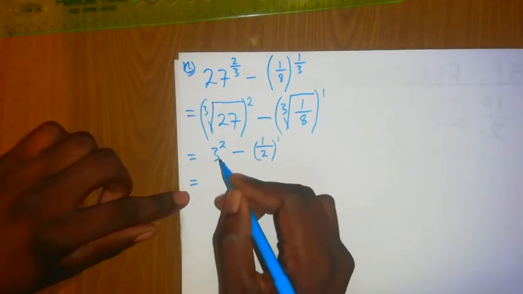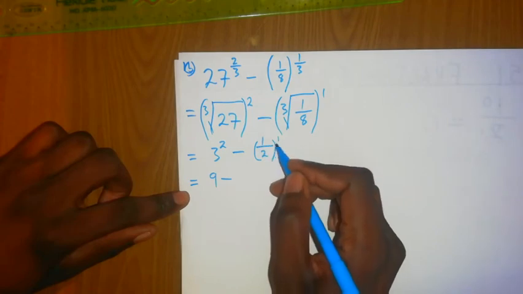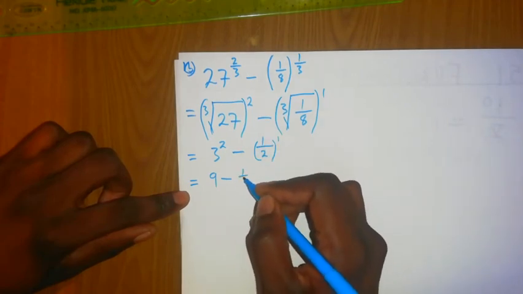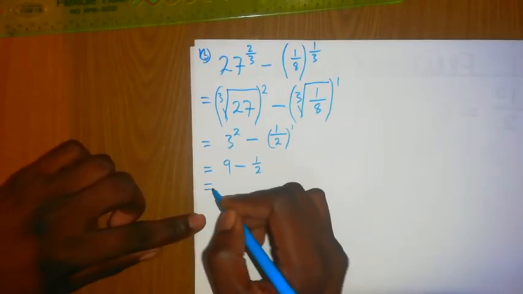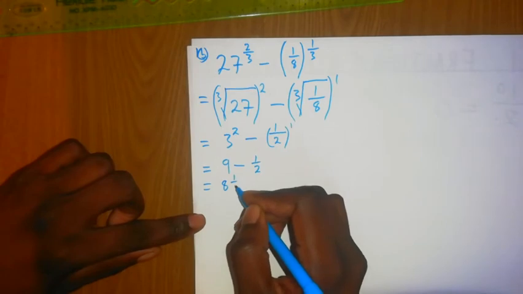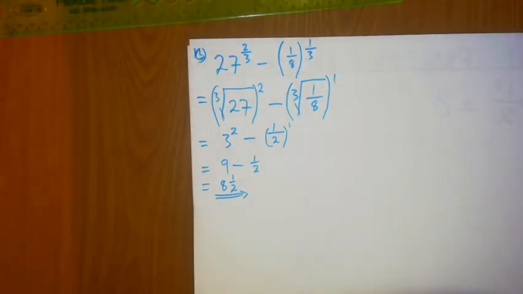So it's equal to 3 to the power of 2, that's 9, minus a half to the power of 1, that's a half there. Then it's equal to 9 minus half, that's equal to 8 and a half. That is our final answer. That's our June 2015.